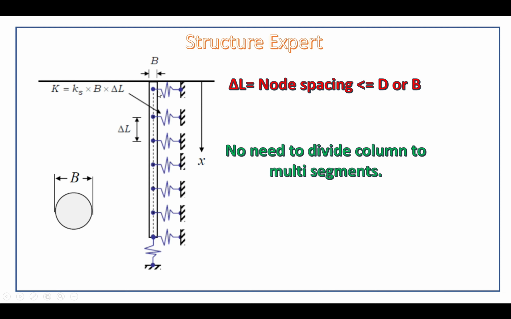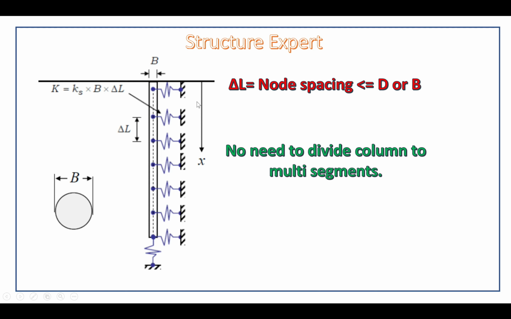And now you have to understand first about K is equal to Ks. Ks you can determine according to the formula, and for this K we want to focus on the lateral spring, multiplied by B, or the diameter of the pile, and multiplied by delta L. Delta L is not the length of the pile, but the length of node spacing.